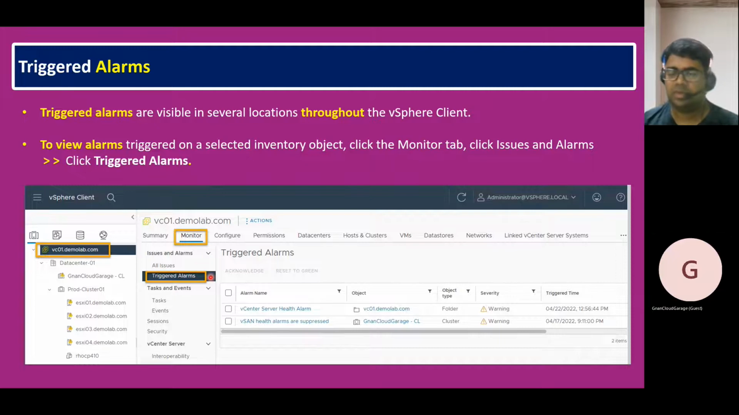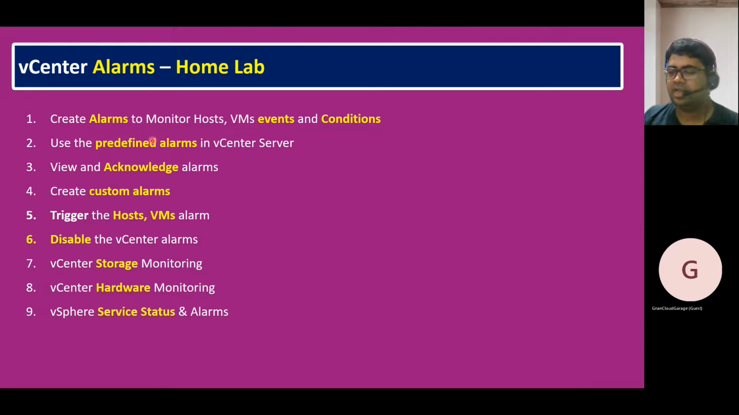Now we'll verify the vCenter alarms home lab. We have nine scenarios to verify in the vCenter alarms home lab. Let's start with the first one: how we are going to create an alarm to monitor the host, VMs, events, and conditions. So let me log into the vCenter Server.